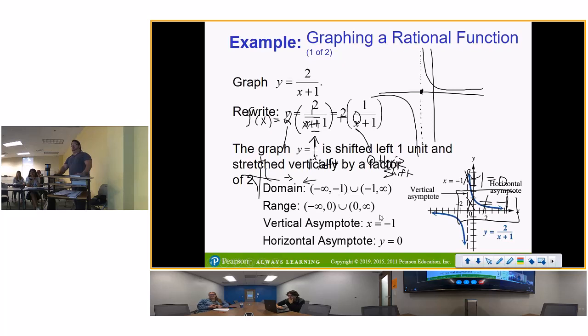There it is. And now you go, okay, the domain is negative infinity to -1, exclusive, -1 to infinity. What's my range? From negative infinity to 0, 0 to what? Infinity.